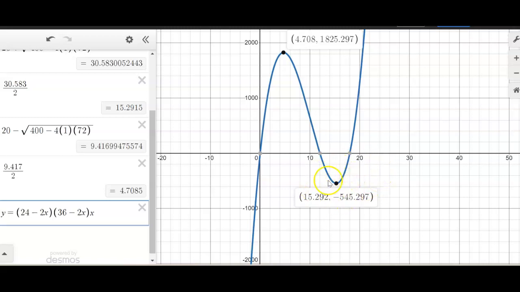But this is a minimum. Okay, this is when our volume would be a minimum. I don't want that. I want the max volume. And so this is actually the one that I'm looking for right here on my volume equation, the maximum of the volume.